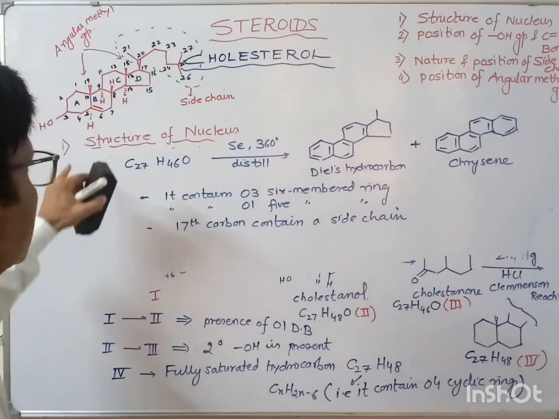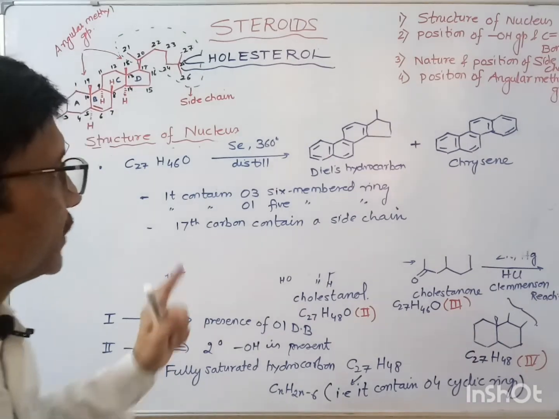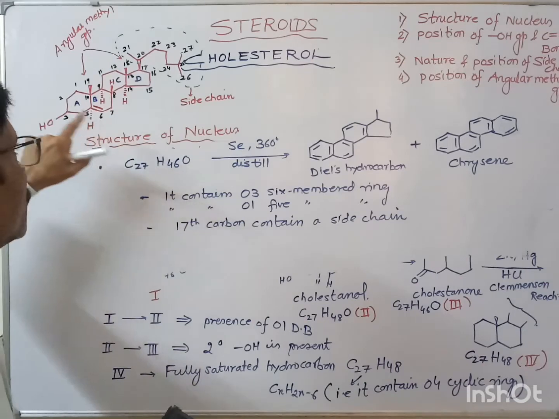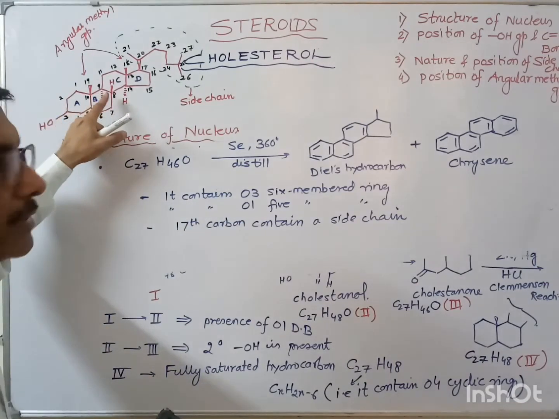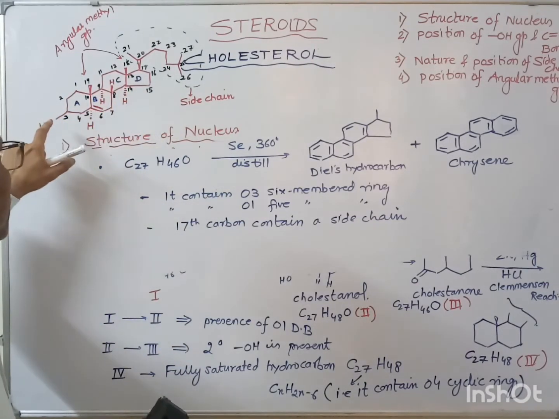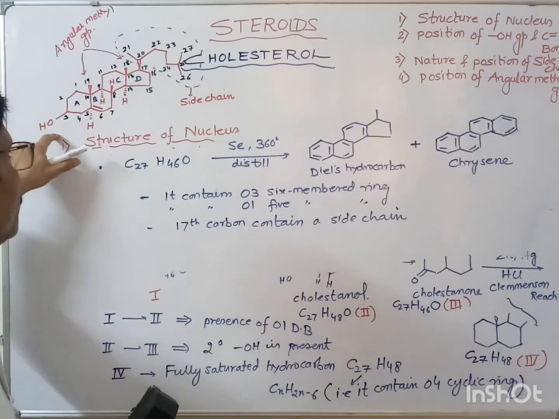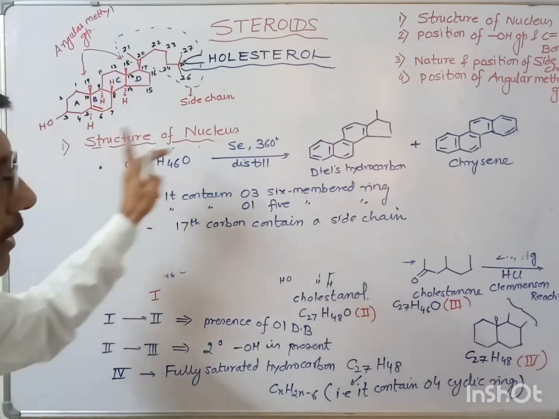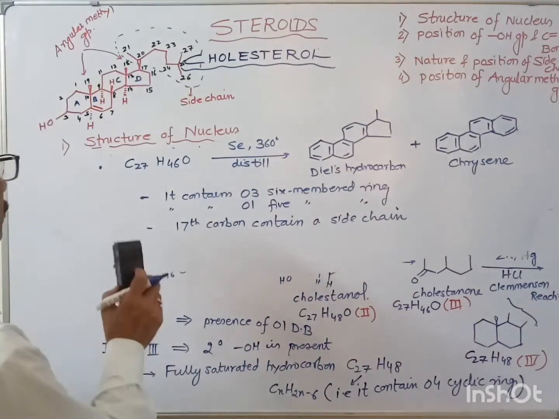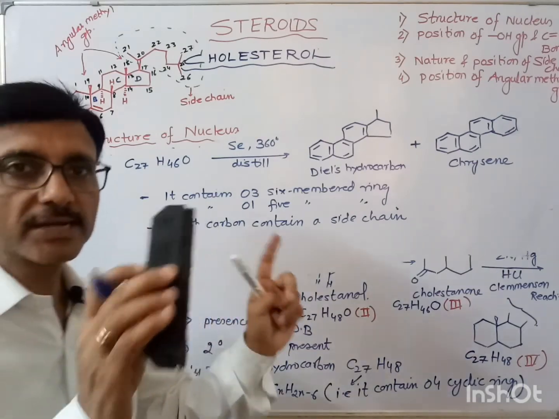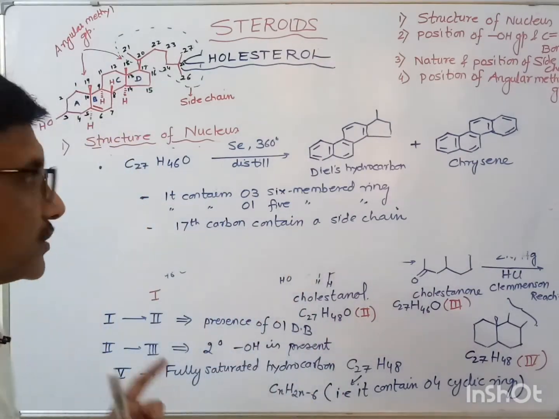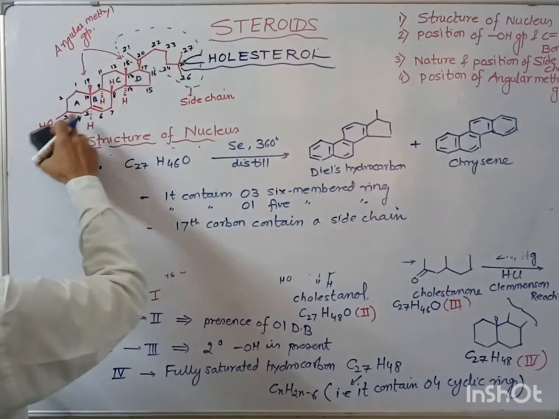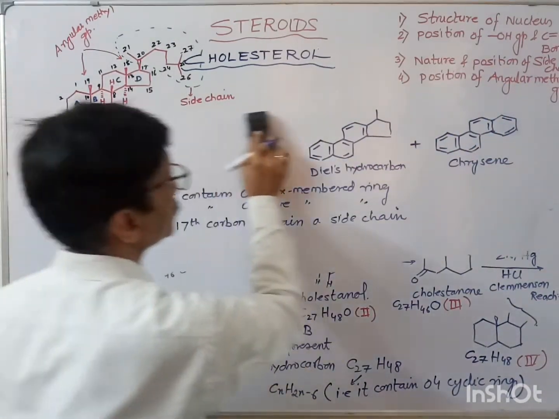So from this structure of the nucleus we have proved that it contains 4 rings. Out of these, 3 are 6-membered and 1 is 5-membered, along with the presence of a secondary OH group and one double bond. This has been proved by these reactions. So this is the structure of the nucleus, just the skeleton of the nucleus. Now we will prove the position of this OH and the position of this double bond. So let's see.